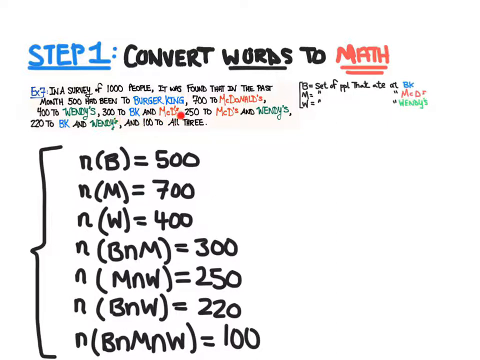300 had been to both BK and McDonald's, and that means that the intersection of the sets B and M must be of size 300. Same for McDonald's and Wendy's. Both McDonald's and Wendy's, that's the intersection here, etc. And all three means that we have an intersection of all three sets, B intersect M intersect W, we get 100. Now this is going to be really important as we continue.